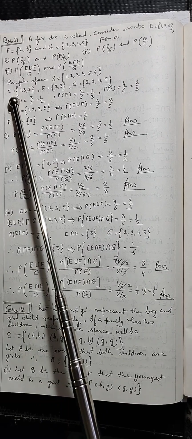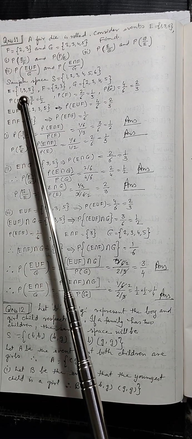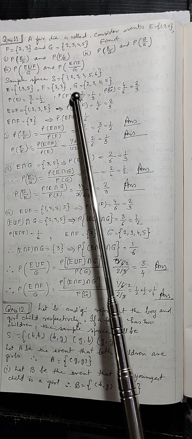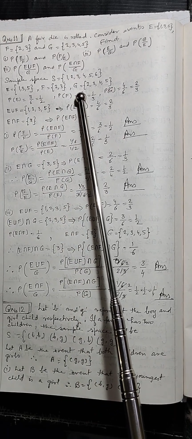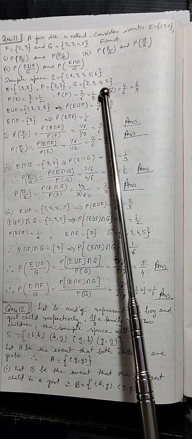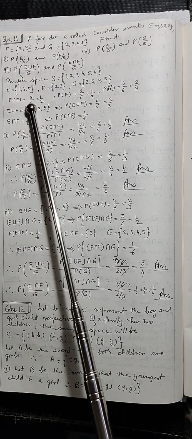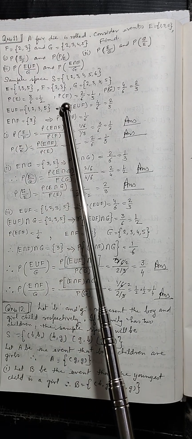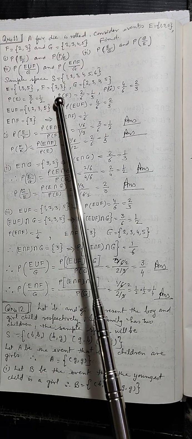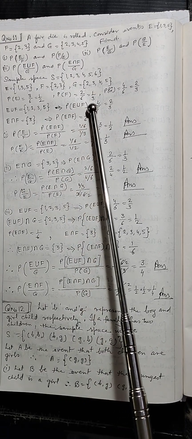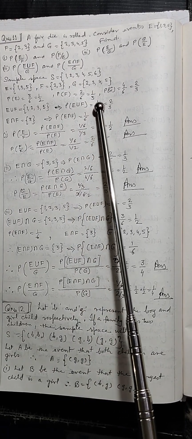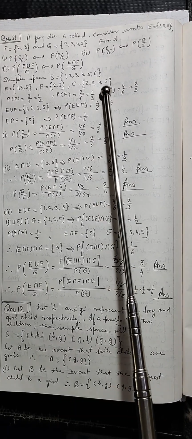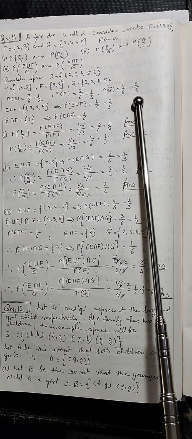The elements of event E are 1, 3, 5, elements of event F are 2, 3, and elements of event G are 2, 3, 4, 5. So the probability of event E will be equal to 3 by 6, which equals 1 by 2. Probability of F, there are 2 elements here, so 2 by 6, further simplified it will be equal to 1 by 3. Probability of event G will be equal to 4 by 6. Look, here there are 4 elements, so 4 by 6, that will be equal to 2 by 3.